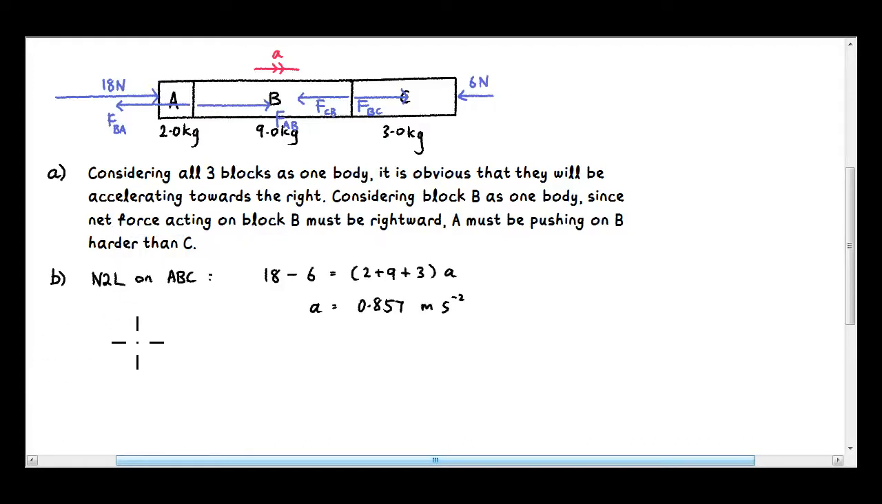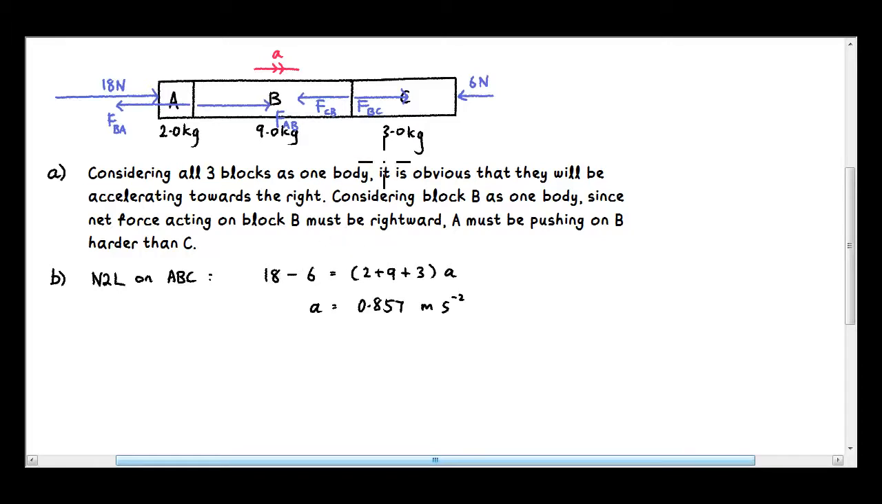Moving on to part B, first we'll consider ABC as one single mass. So again, the contact forces will be internal forces, which will cancel each other out. So the external forces acting on ABC is just the rightward 18 newtons and the leftward 6 newtons. Since we know the acceleration is towards the right, we are going to take the rightward 18 minus the leftward 6, and we equate it to the mass of ABC, which is 14 kilograms, times its acceleration a. From here, we calculate that the acceleration is 0.857 meters per second squared.